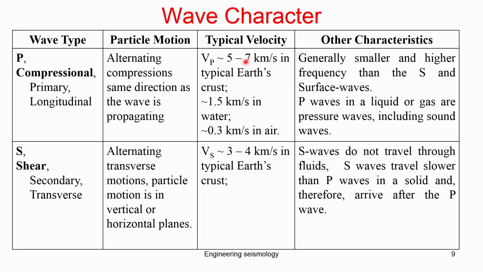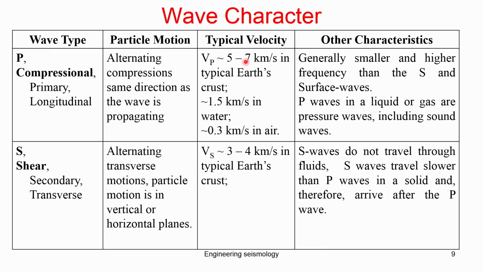Okay. The shear wave or secondary wave. The alternating transverse particle motion is in a vertical or horizontal plane. This has a velocity range of 3 to 4 km per second in the typical earth crust, and the S wave does not travel through fluid. S wave travels slower than the P wave in a solid, therefore it arrives after the P wave.